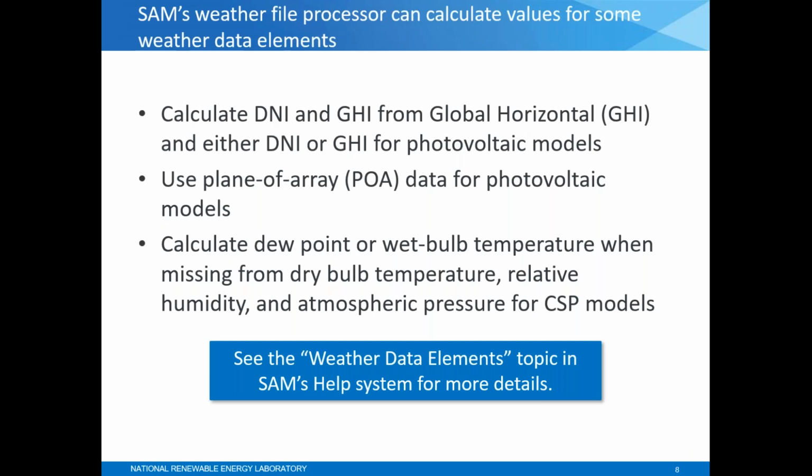And SAM has some tools for calculating data from a weather file. So for example, the PV model needs diffuse horizontal and direct normal irradiance, but if your weather file has global horizontal and diffuse horizontal, SAM can calculate the missing component. Just wanted to make you aware that the weather file is used differently by the different energy models in SAM, and you can read more about all of this in SAM's help system.